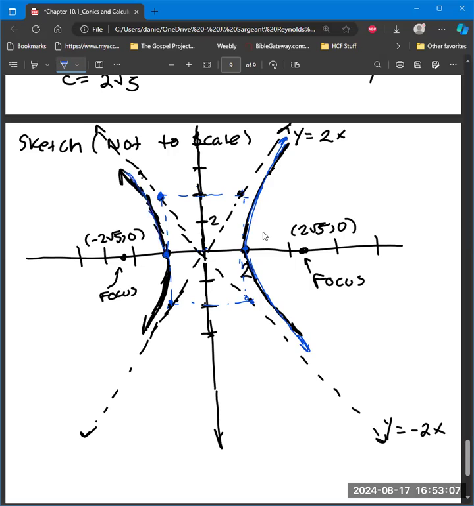Each piece is opening towards one of the foci here, and this focus is at (-2 root 5, 0), and this focus is at (2 root 5, 0). Root 5 is a little bit bigger than 2, so I estimated it as 4 and a little bit more, and -4 and a little bit more. That's just where I eyeballed those foci to be. So there's my rough sketch that I told you I was going to make, just so you could see how to draw something by hand.